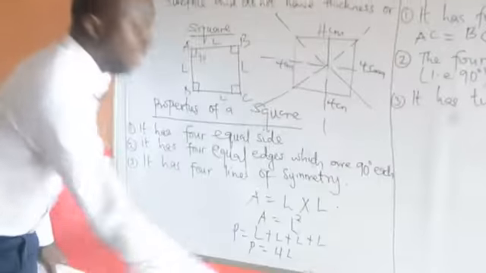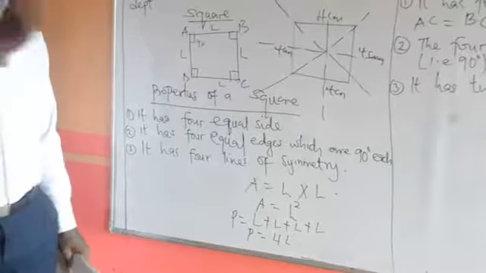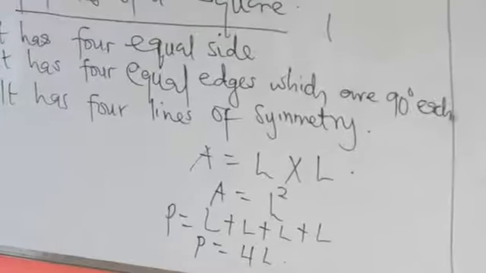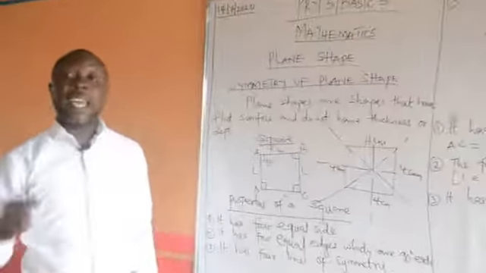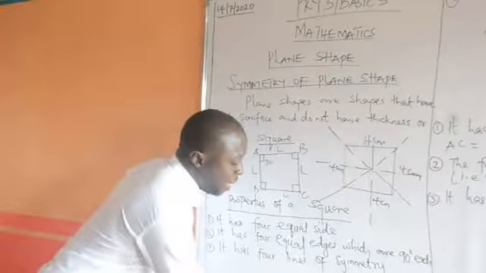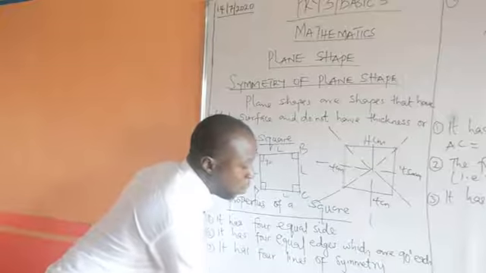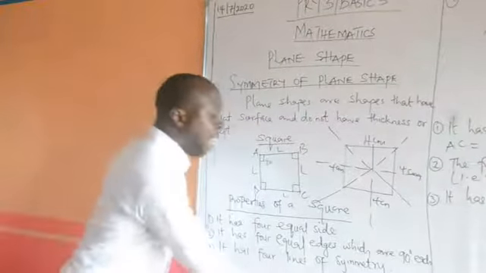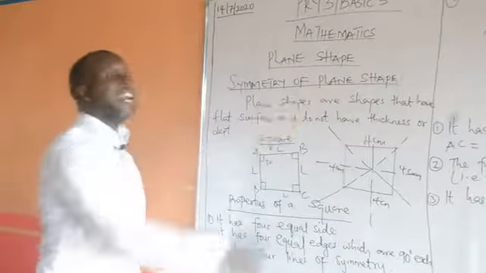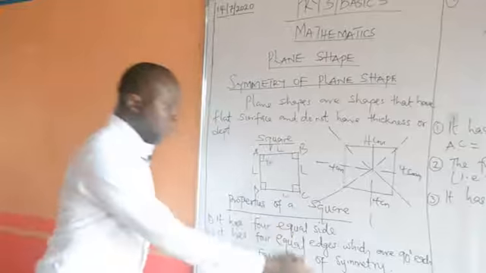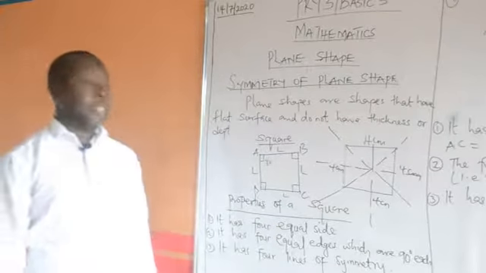Perimeter is also the same thing as 4 lengths. So in a particular question, if one side is given and we are asked to find the perimeter of that square, what you are expected to do is go by this formula. Perimeter is equal to 4 times length. You just use 4 to multiply one of the given lengths. You will get the perimeter of that particular square.